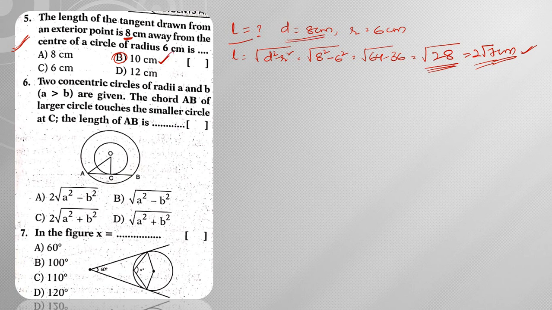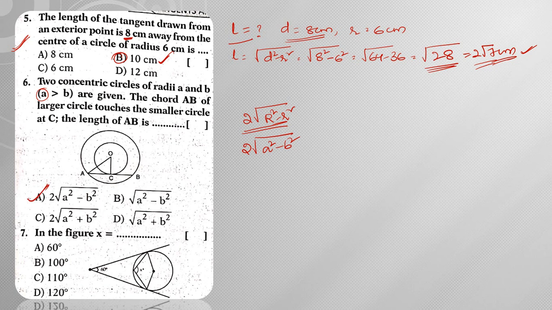Right. Next, sixth one. We have already discussed this. So what is the answer? 2 into square root of capital R square minus small r square. On comparing this, what is the big one? The big one is A. So we can write it as 2 into square root of A square minus B square. Hence the answer is 2 into root A square minus B square.